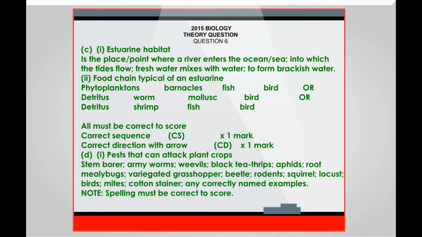Estuarine habitat. An estuarine habitat is a place or point where a river enters the ocean or sea, into which the tides flow. Fresh water mixes with sea water to form brackish water.